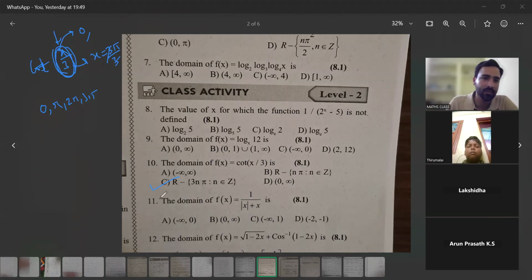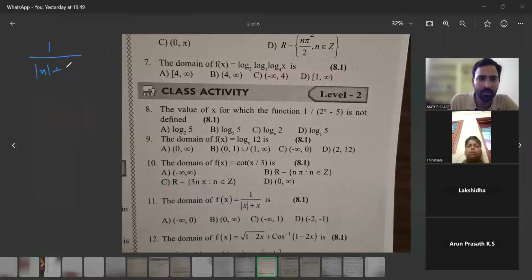Question number 11. 1 upon mod x plus x, option B. See, if I put x equals to -5 here, mod of -5 plus -5, so mod of -5 is 5, plus -5 will become 1 upon 0. That means for negative values of x, every time this will become 0.